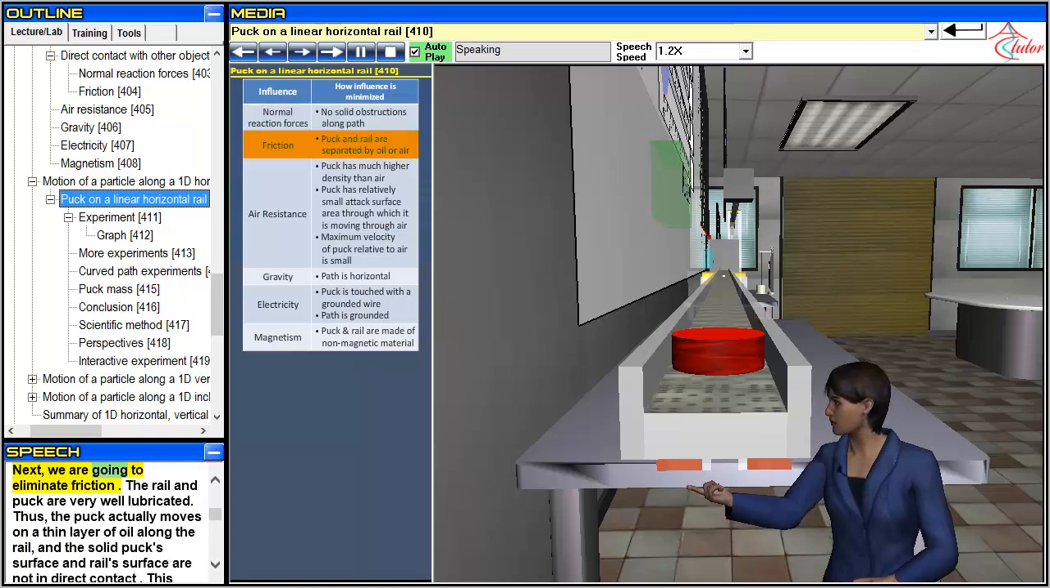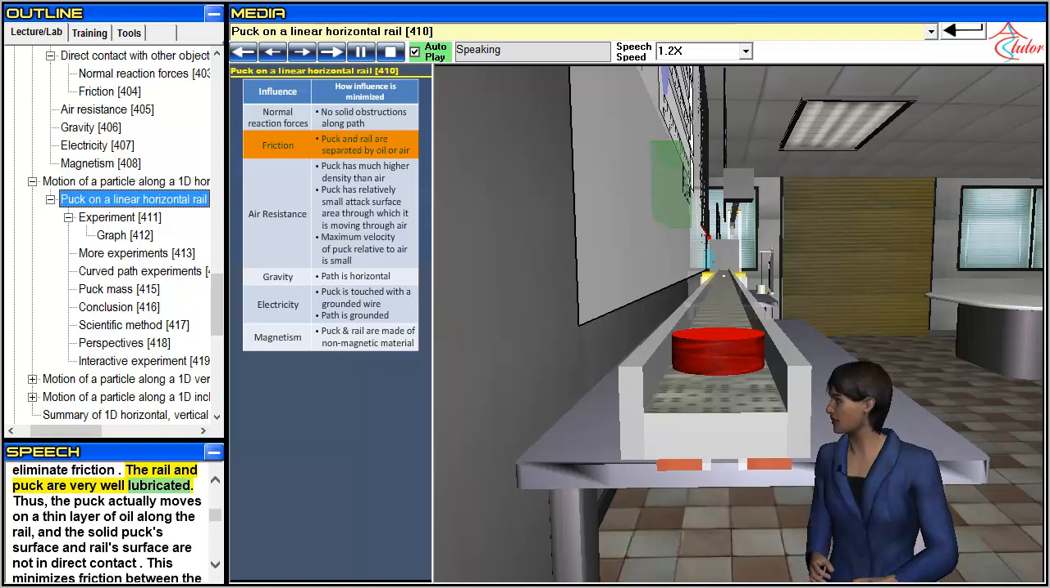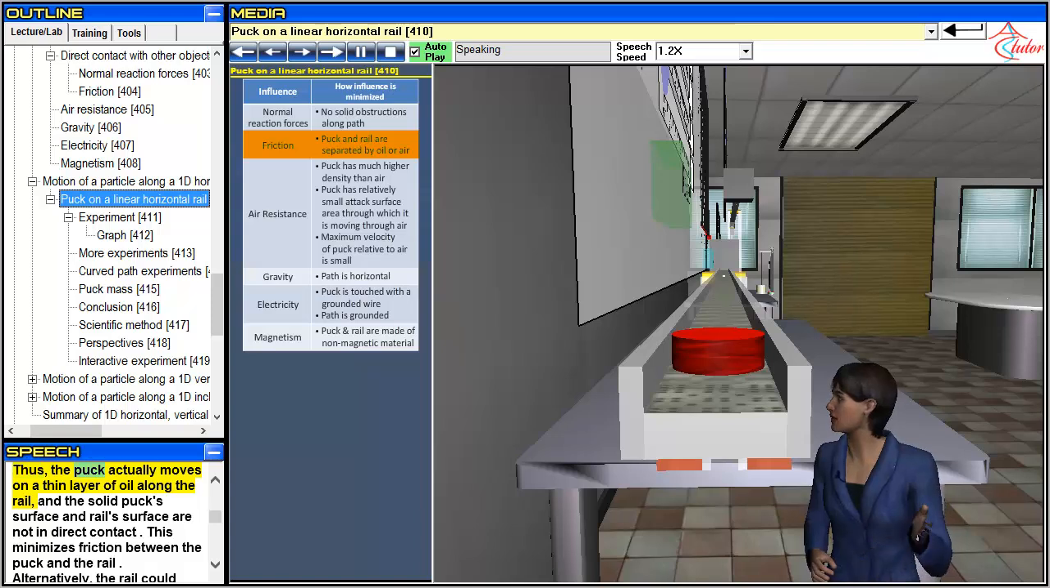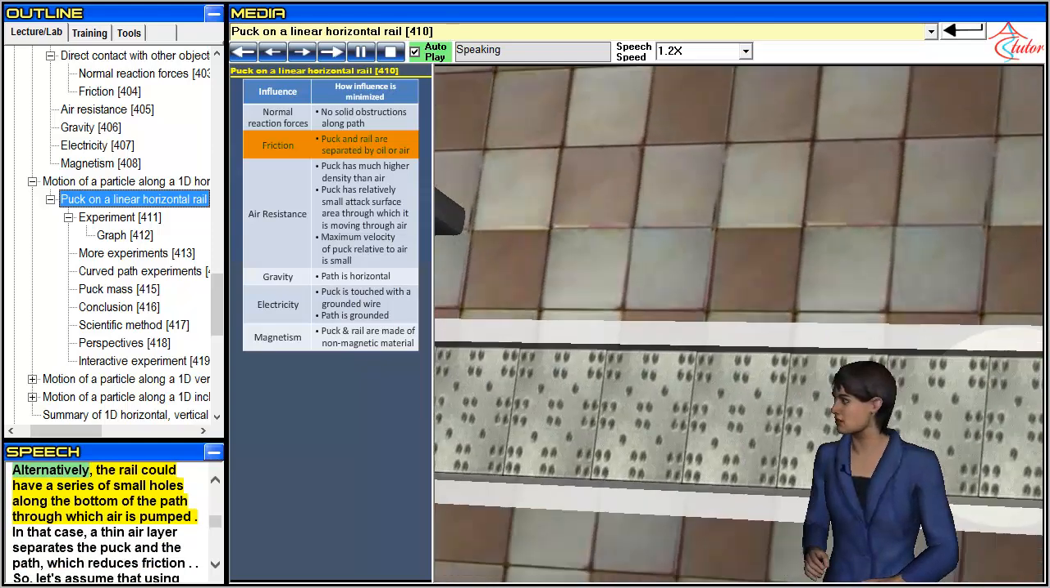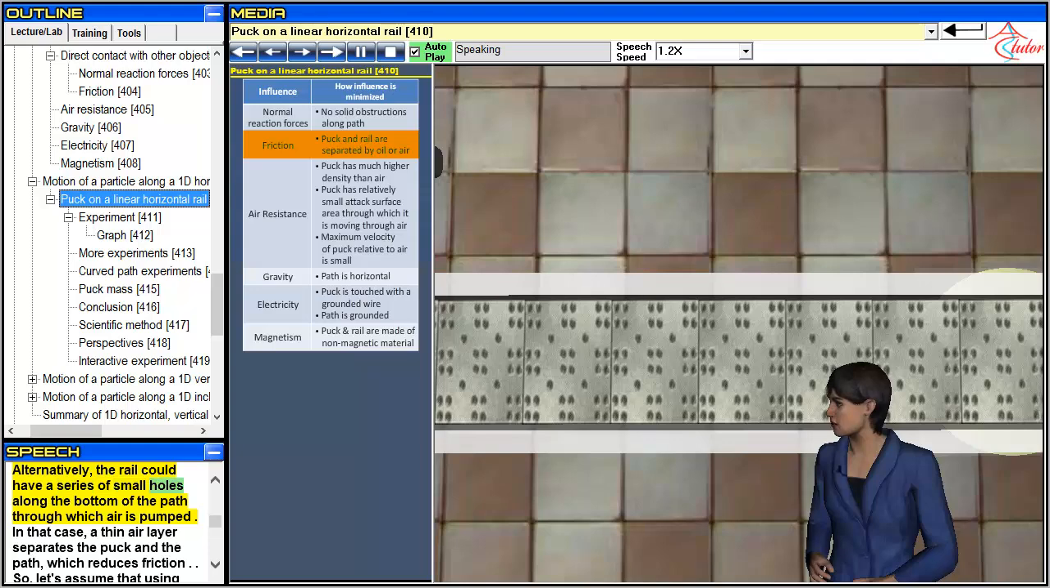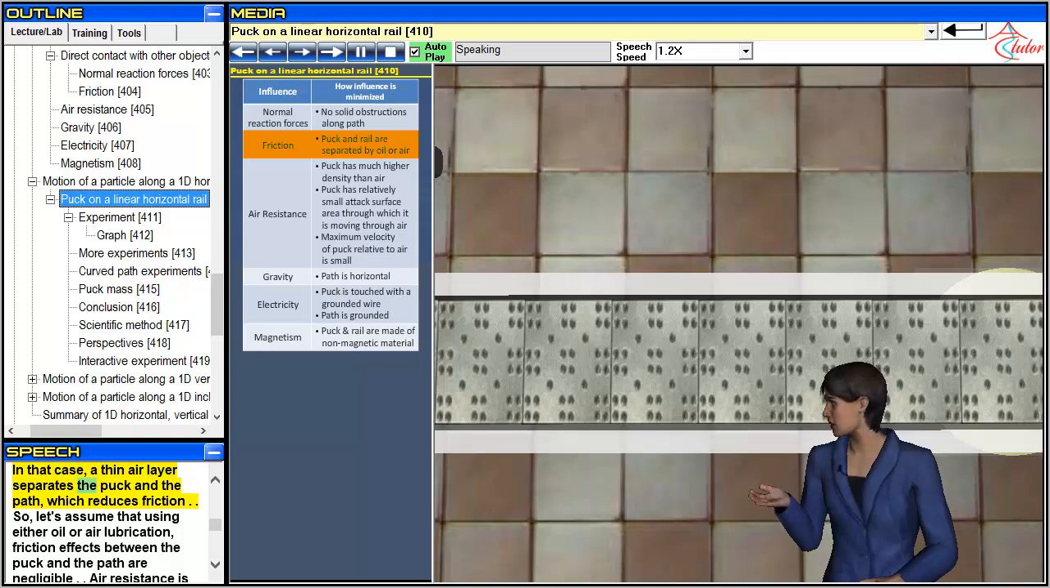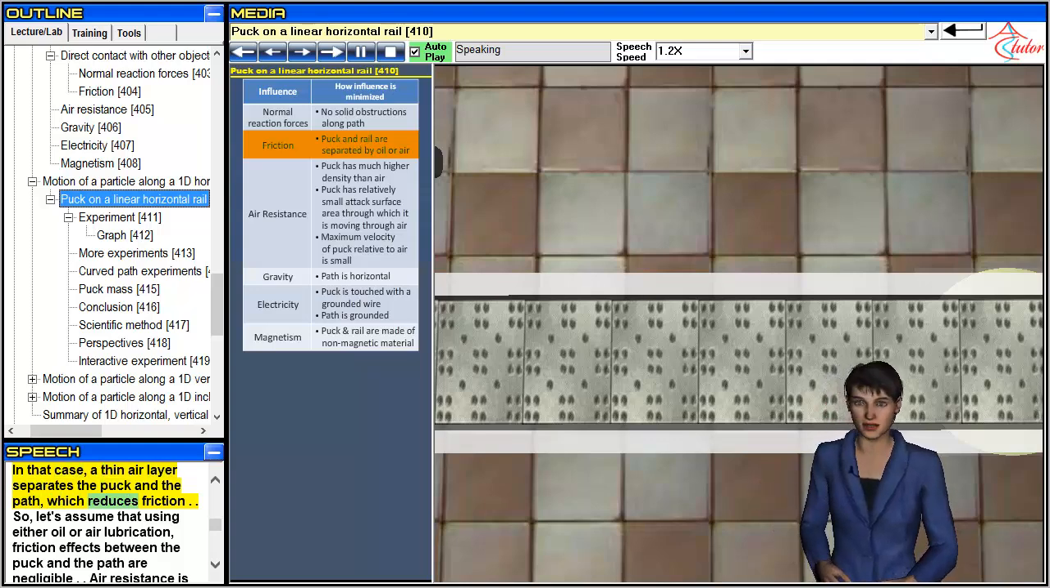Next, we are going to eliminate friction. The rail and puck are very well lubricated. Thus, the puck actually moves on a thin layer of oil along the rail. And the solid puck's surface and rail's surface are not in direct contact. This minimizes friction between the puck and the rail. Alternatively, the rail could have a series of small holes along the bottom of the path through which air is pumped. In that case, a thin air layer separates the puck and the path, which reduces friction.